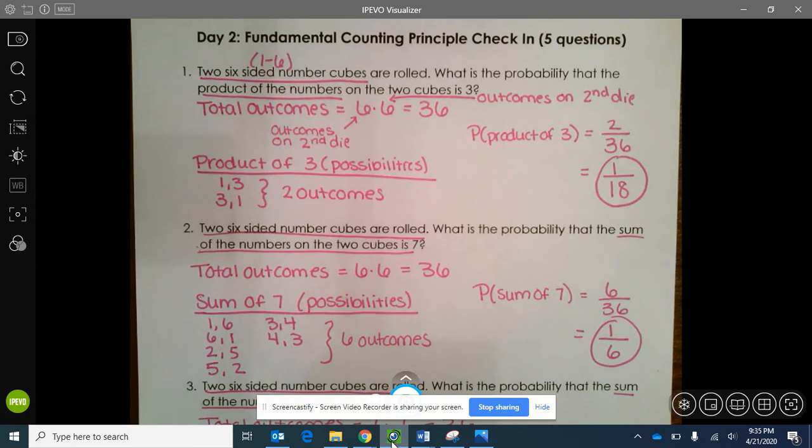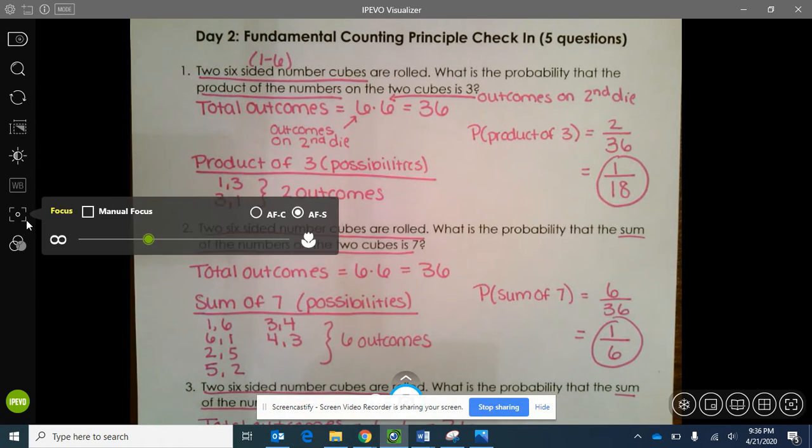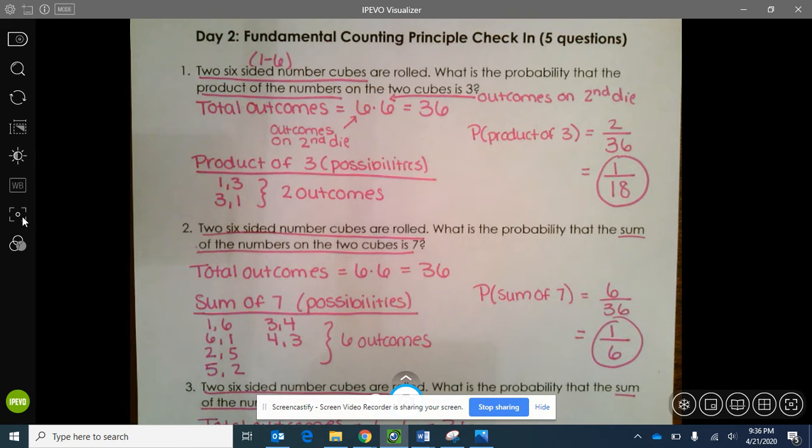Questions 1 through 3 dealt with rolling 2 number cubes at the same time. So notice these problems are a little bit different than the problems that we did with compound probability, where you have 2 events. This is one event that's occurring. We're rolling 2 dice. Okay, so that's one event. They're occurring together. So let's take a look at number 1 here. 2 6-sided number cubes are rolled. Okay, it's still one event. We're just rolling them together. We're looking at their outcomes together.